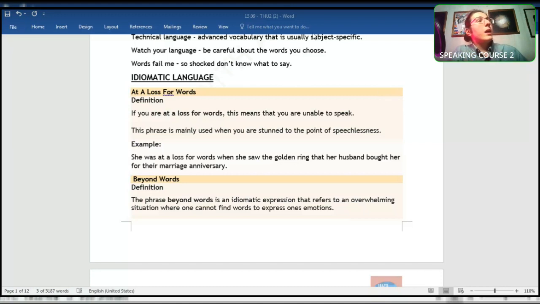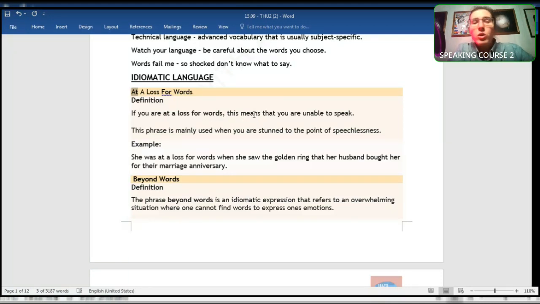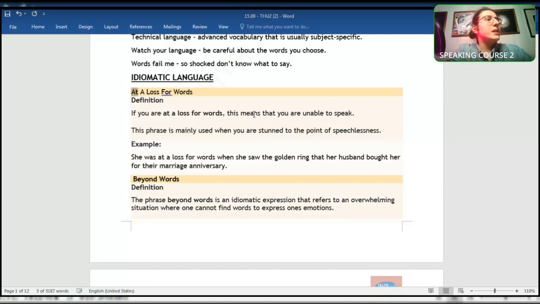Okay, let's continue. At a loss for words. This basically means whenever you don't know what to say, when you don't have the words, whenever you are lost, basically, or whenever you are not able to speak. That's the literal meaning. The figurative means that you are amazed, basically. This can be positive or negative. Usually negative. It has kind of a negative connotation, but you can use this in a positive way. Keep in mind, if you say, I'm at a loss for words, whenever you're speaking to someone, usually it's negative though.